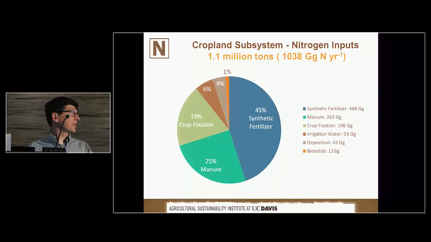Industrial fertilizer accounts for about half of the nitrogen applied to cropland. And then about 25% of the nitrogen is coming from manure. So this is a recycling of nitrogen from the livestock subsystem that goes back out onto the fields. And then about 20% of the nitrogen is coming from biological fixation. In California, it's almost exclusively alfalfa. And then smaller amounts from nitrate dissolved in irrigation water, atmospheric deposition, and the application of biosolids, or the leftovers from wastewater treatment.